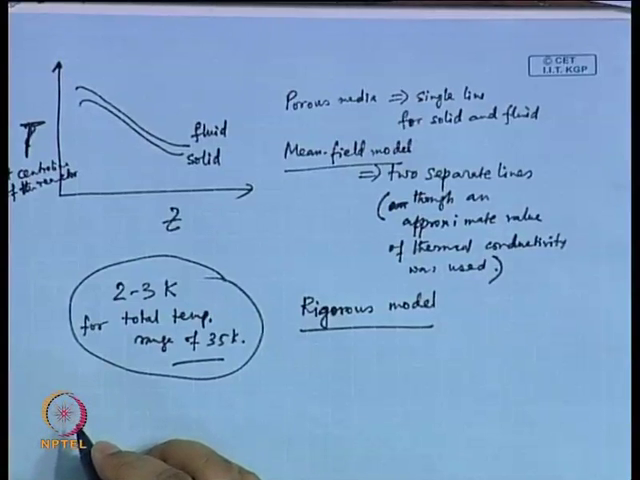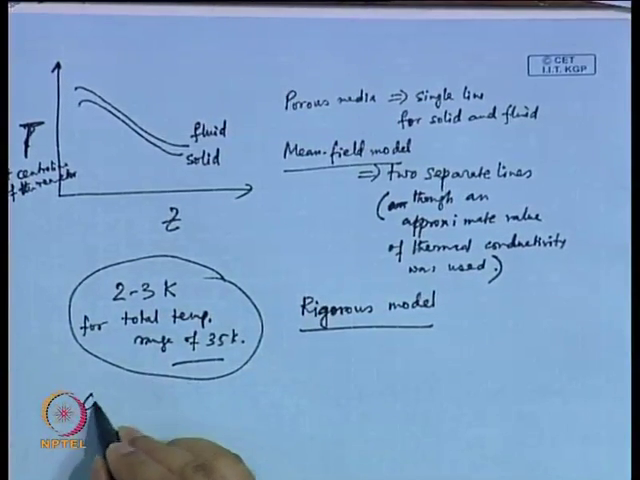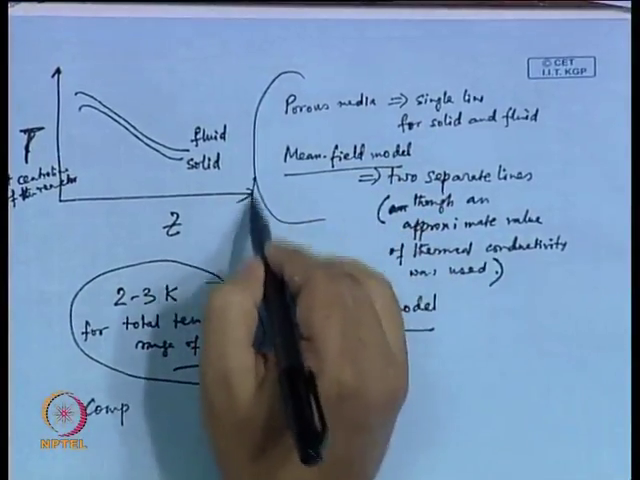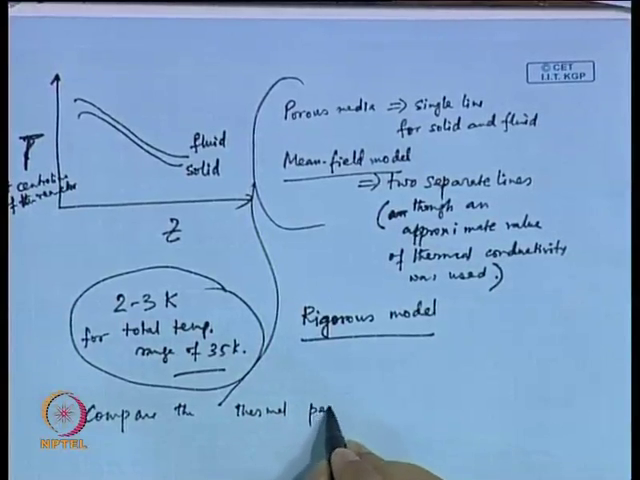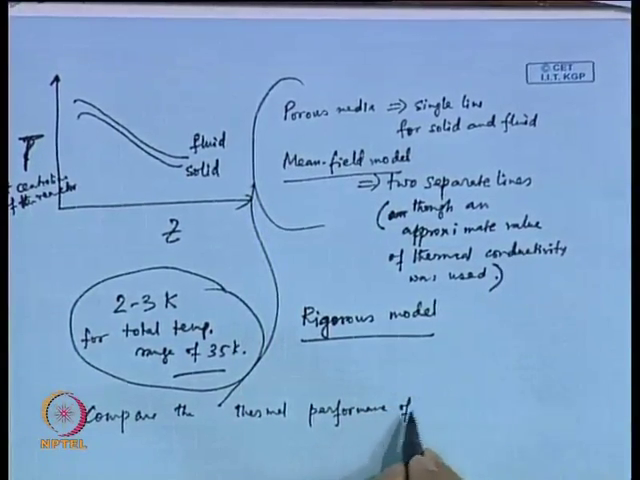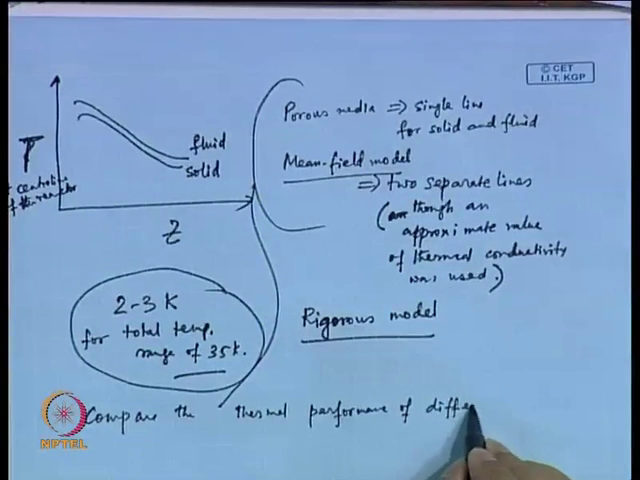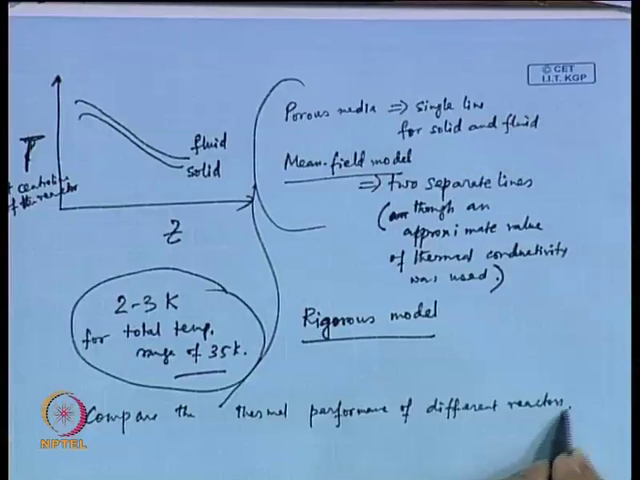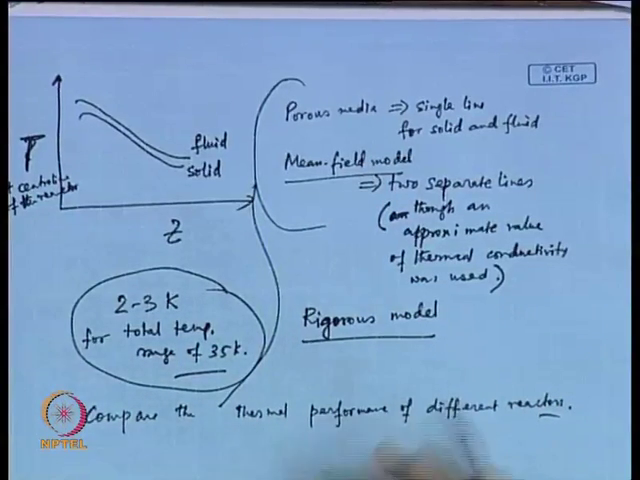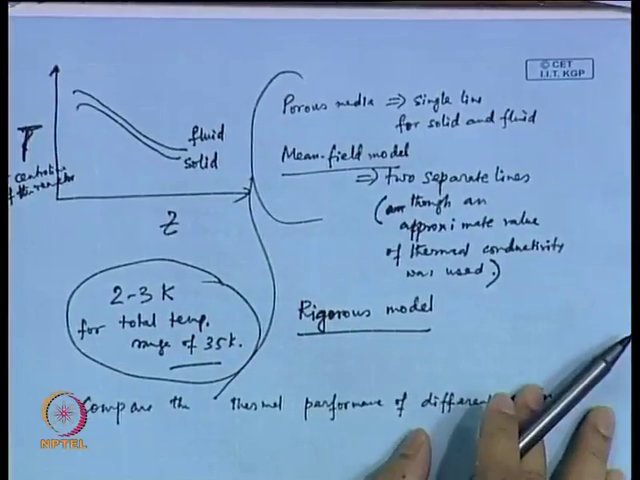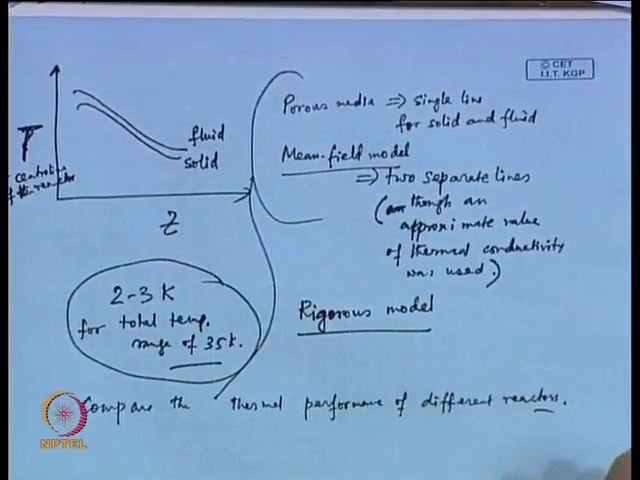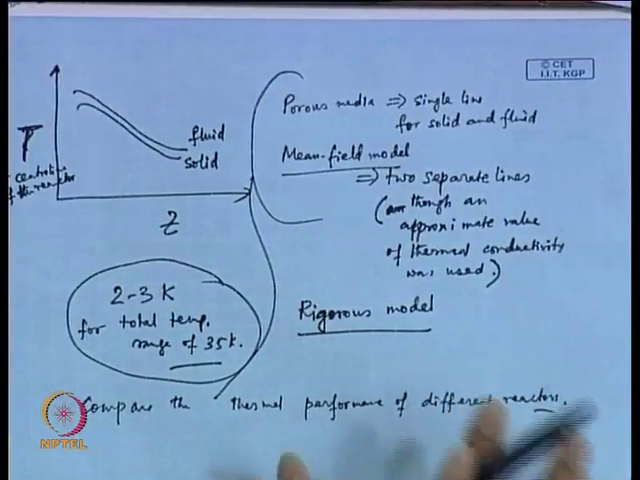So, you can compare the thermal performance of different reactors using the mean field and the porous media model, because to compare the performance you need to run it several times, and computational time would be a concern if you use a rigorous model. So, I think you understood how some approximations can be done, where you can still get some approximate result for these microstructured reactors.